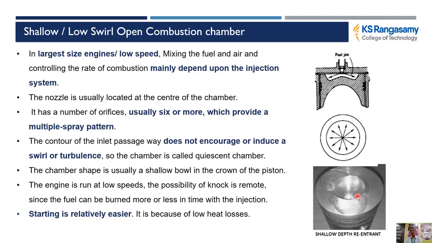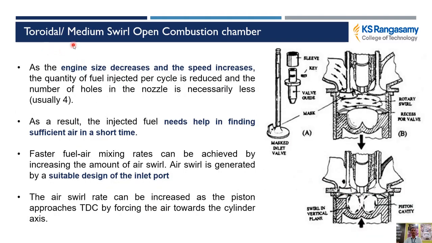The shallow depth center piston is also shown in the diagram. Another one is called the toroidal medium swirl open combustion chamber. From the diagram itself we can understand that here we can achieve a medium kind of swirl. The fuel injector is placed in the middle because of the design of the inlet port, and there is a mask or lid on the inlet valves that makes the air get into the cylinder in a tangential way, and it causes rotary motion inside the cylinder. So this medium swirl will make the fuel mix with the air quickly.